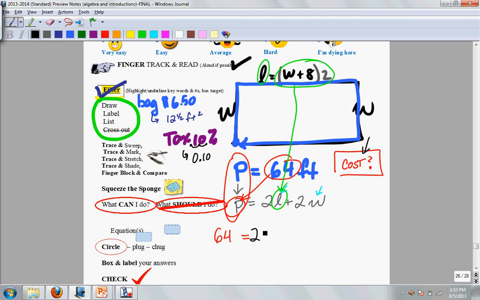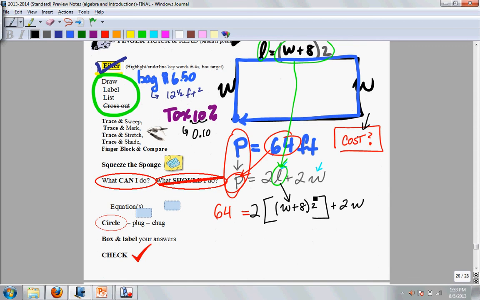So we have 2W plus 8 times 2. That is the substitute for L plus 2W. Now we're down to one variable. So what can you do if you have one variable? Well, you can solve. So let's see what we can do to solve here.